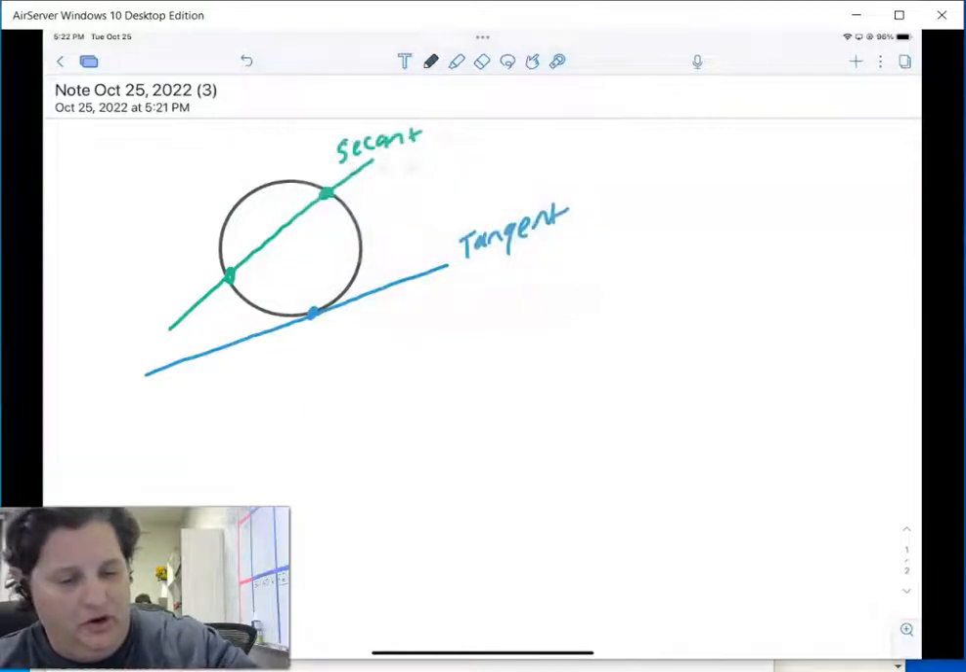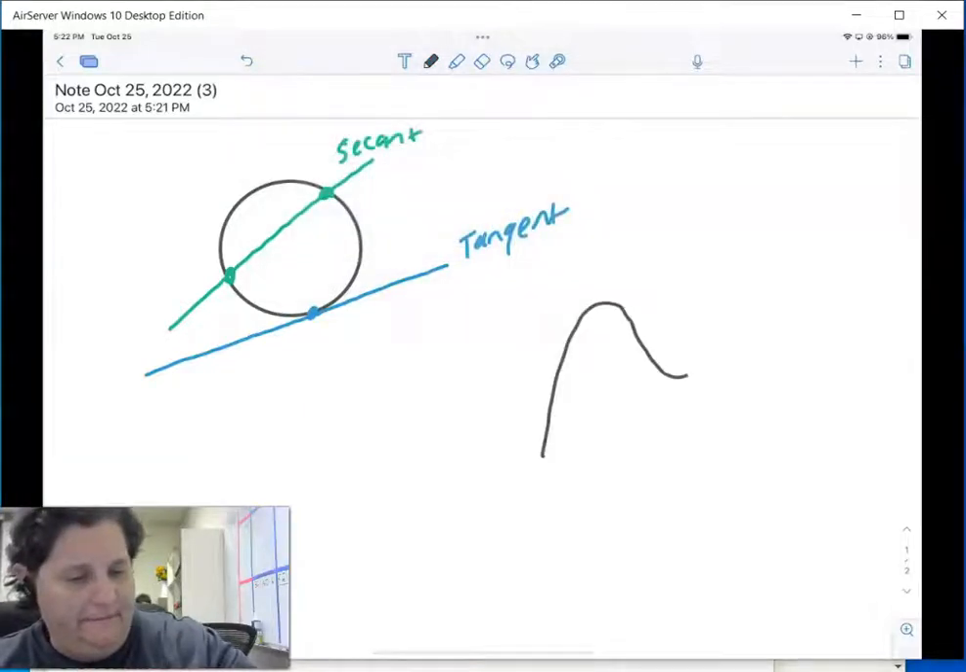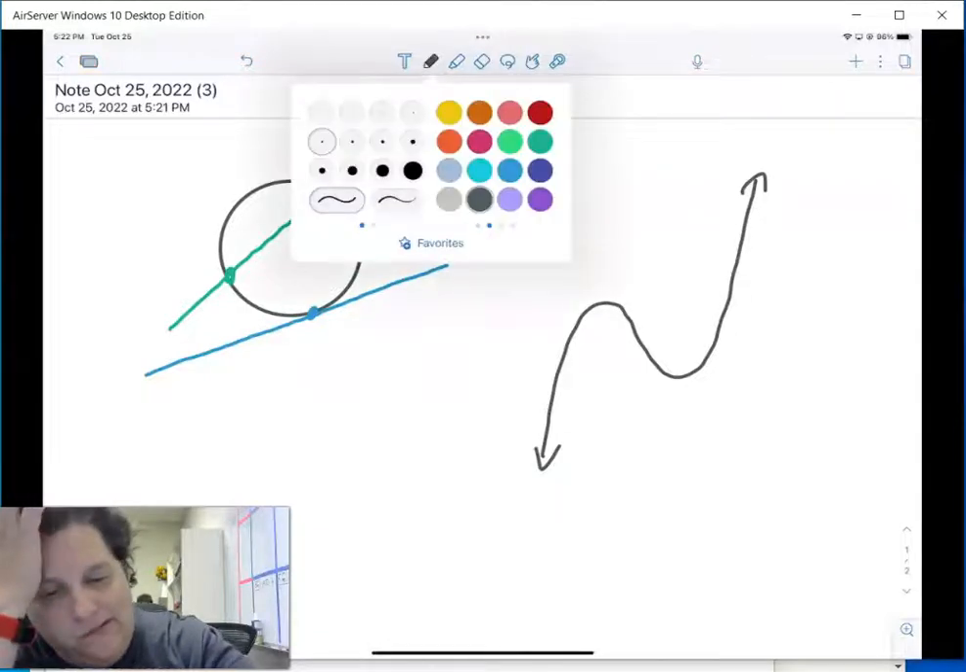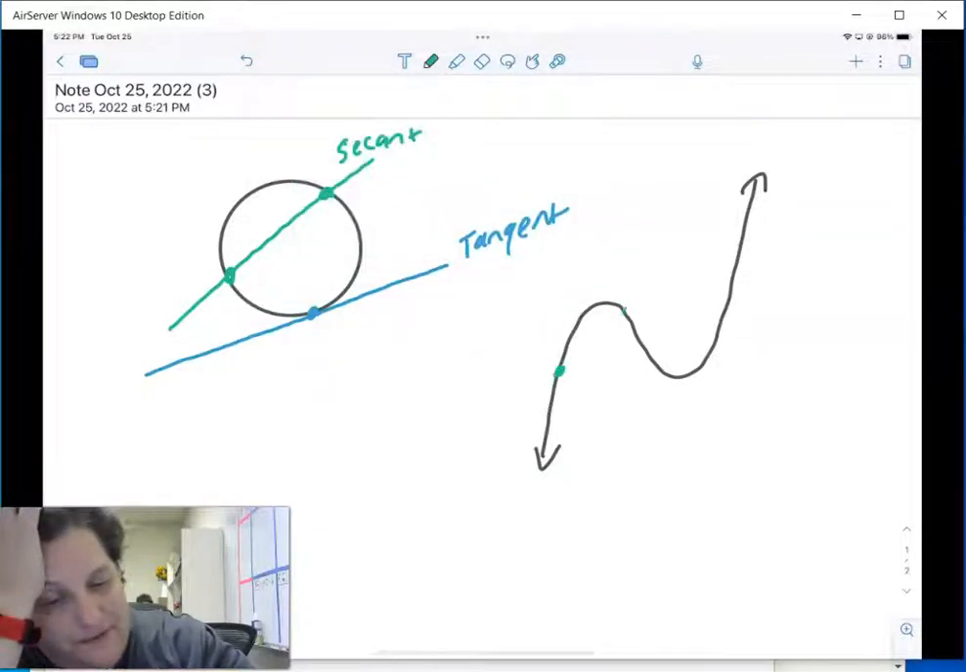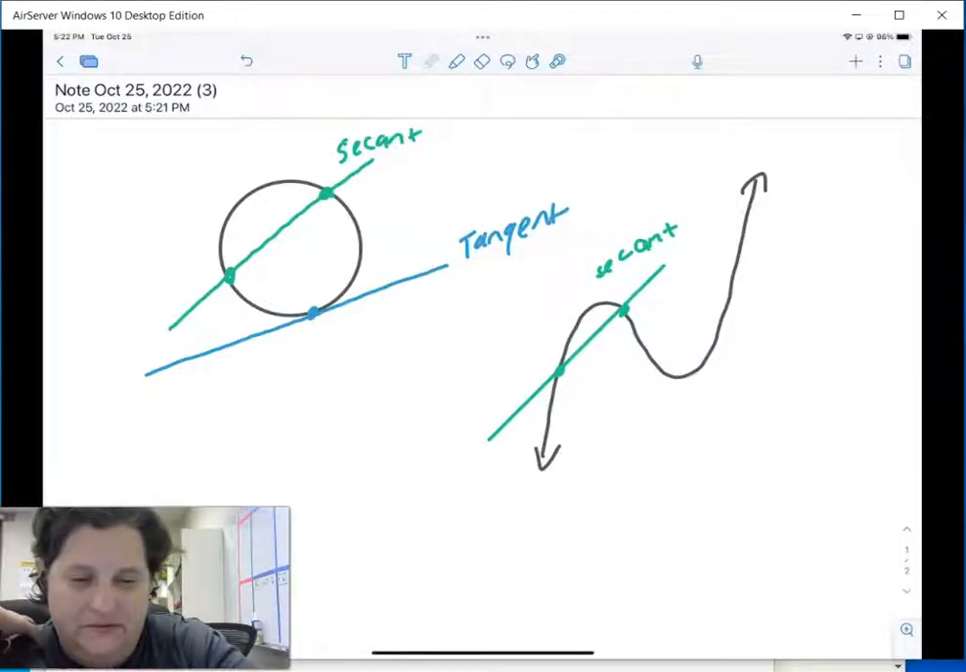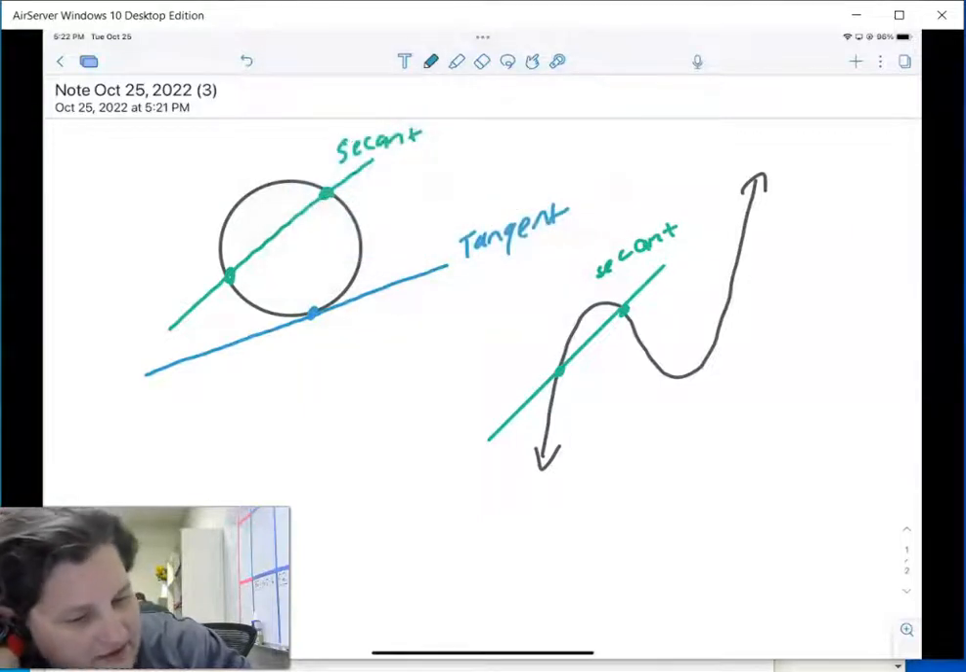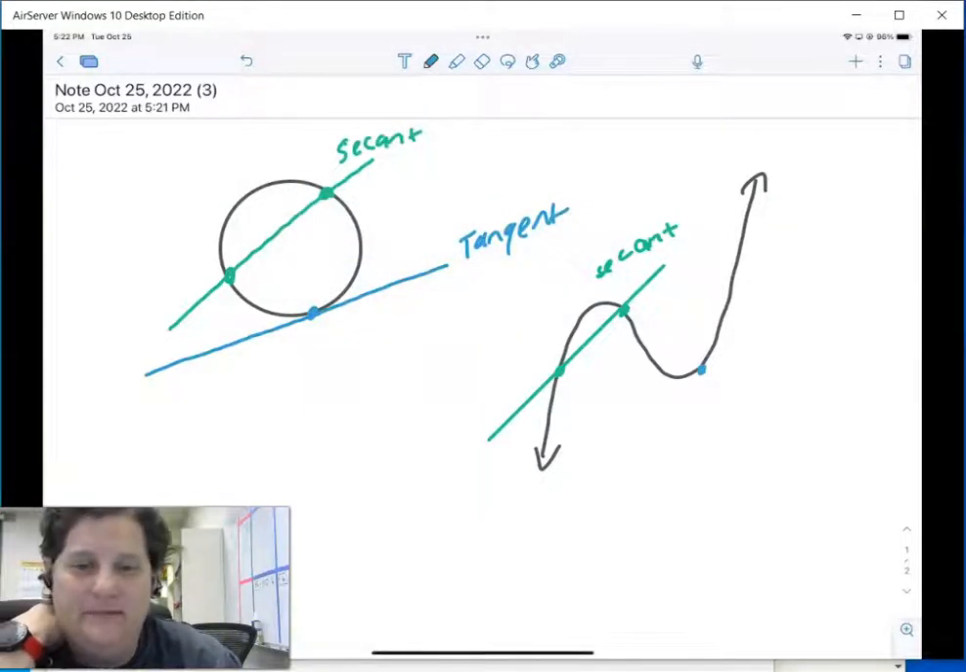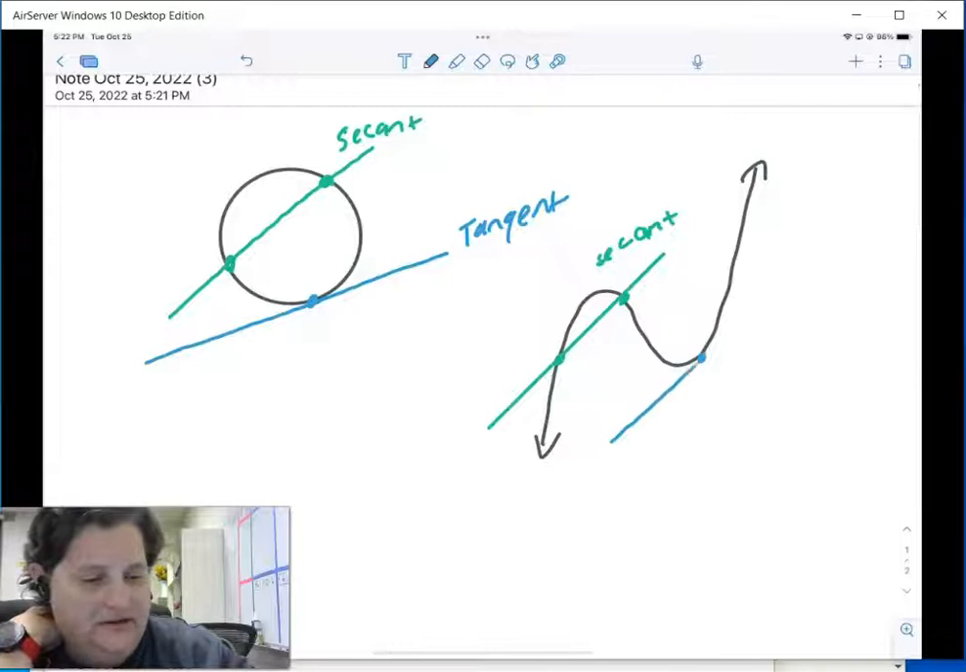Same idea with a curve. Let's say I have a graph like this, okay? If I draw a line with the slope between those 2 points, that's a secant line. We don't do that much with secant lines, to be honest with you. And on a curve, let's say I'm trying to find the slope of exactly right there. That's a tangent line.